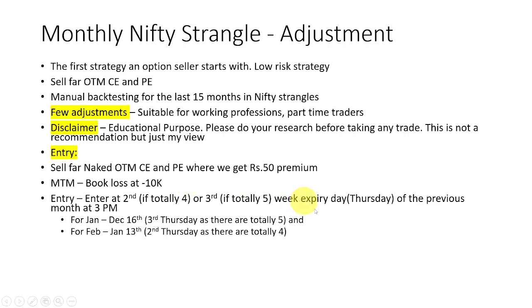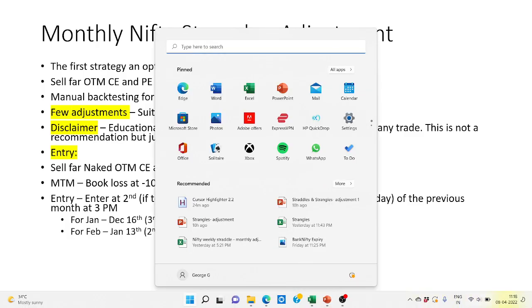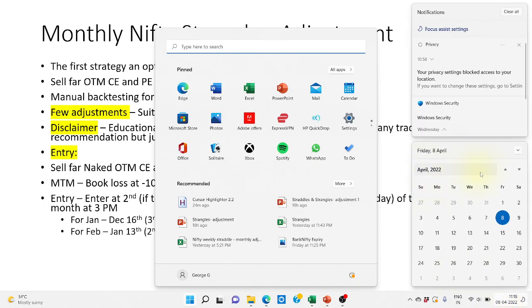So we have to definitely book a loss if we see our MTM at 10,000 rupees loss. We enter on the second or third Thursday of the previous month for the current month. Let me make it very clear with an example. Say suppose if we want to do January, we'll be entering in the month of December.